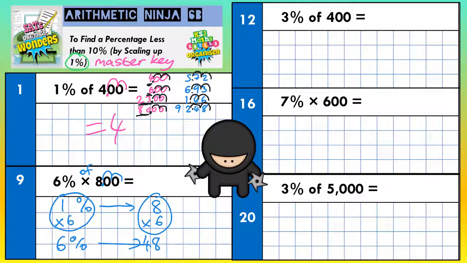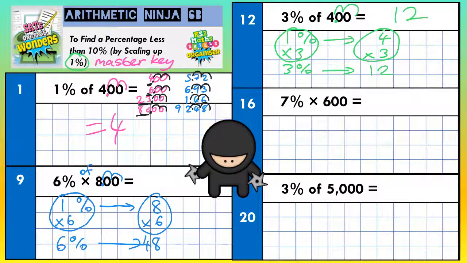Question 12. 3% of 400. Well, let's start off by finding 1%. Again, move your decimal point 2 places in, 1, 2. That's 4.00, or in other words, just 4. But we want to find 3%. So if we times the 1% by 3, that's going to give us 3%. But you can't just times the 1% by 3, you've got to times the 4 by 3 as well. And 4 times 3 gives us 12. So 3% of 400 is 12.